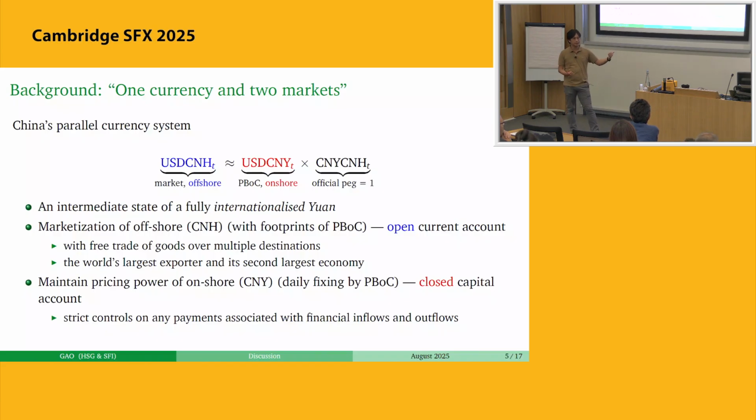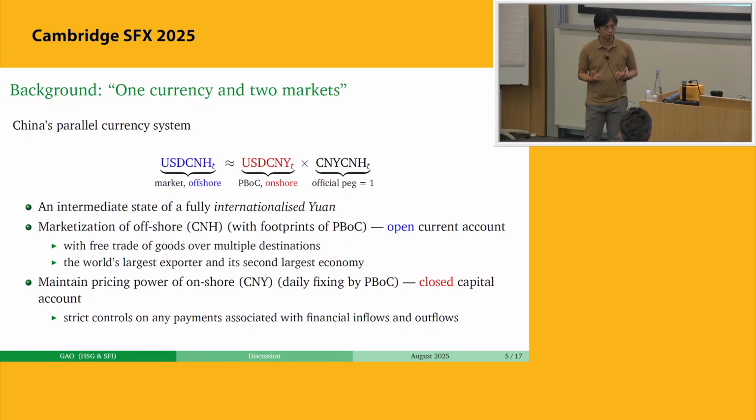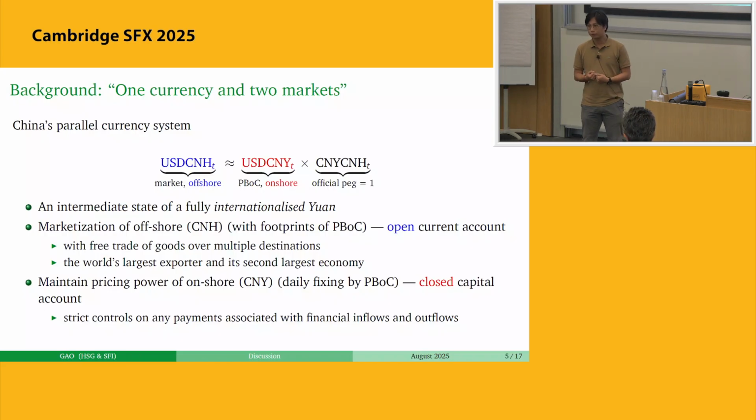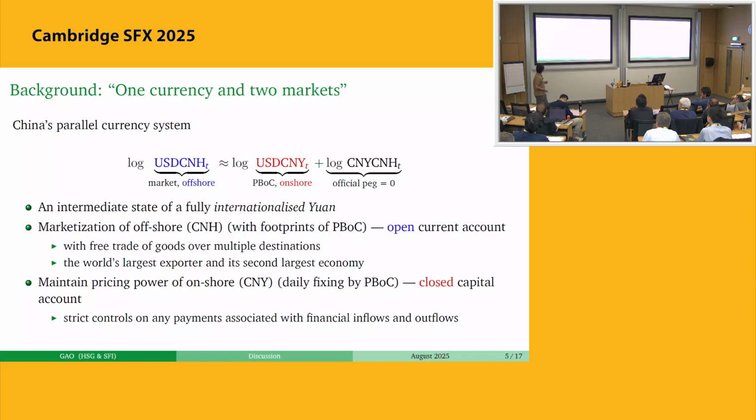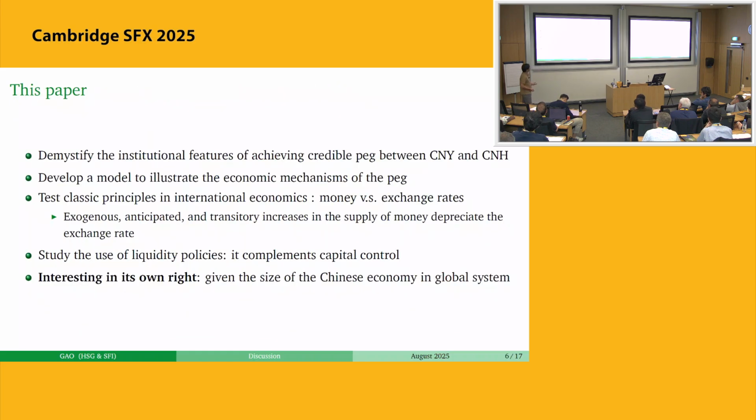One side is marketization or internationalization of the yuan. The other side is capital control. And the bridge between those two is now an official market in Hong Kong, an onshore and offshore exchange market. Virtually, the peg is set at 1, but it allows fluctuation around 1 in a credible way. So this is what this paper is about.